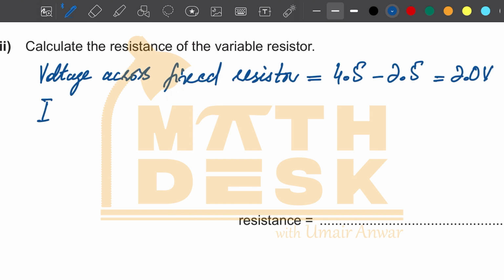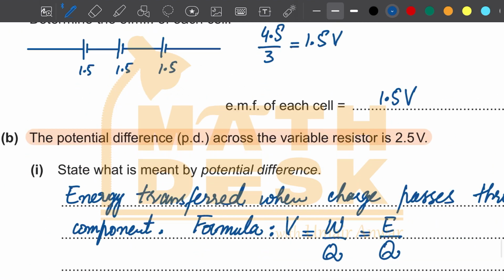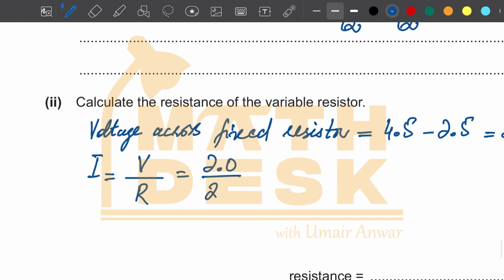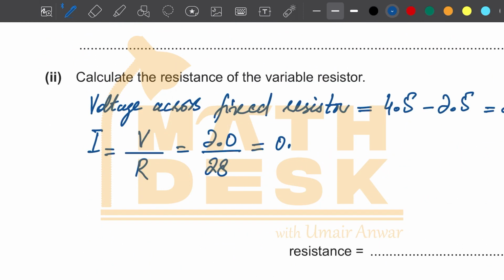So the current through the fixed resistor would be 2.0 divided by the value of its resistance, and it is given to us as 28. So the current is 0.07 amperes.